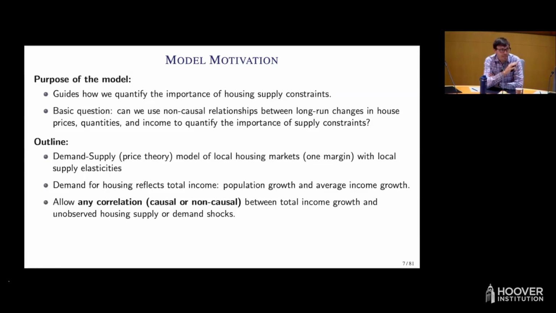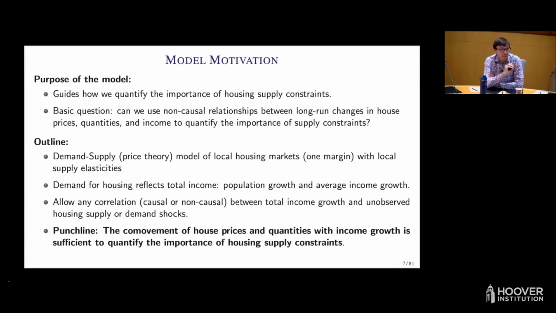It's going to be standard demand and supply. We're going to think about a local housing market. We will assume that demand reflects total income. I think when you see the data, you'll find that that's not a strong assumption at all. And we're going to take a very non-causal approach here, so that the total income growth can have any correlations with demand and supply shocks. Even so, we're going to argue that the co-movement of housing prices and quantities is very important. You need to look at both prices and quantities together if you want to think about the slope of the supply curve. The co-movement of house prices and quantities with income growth is actually going to be very informative about how important these differences in slopes of supply are.